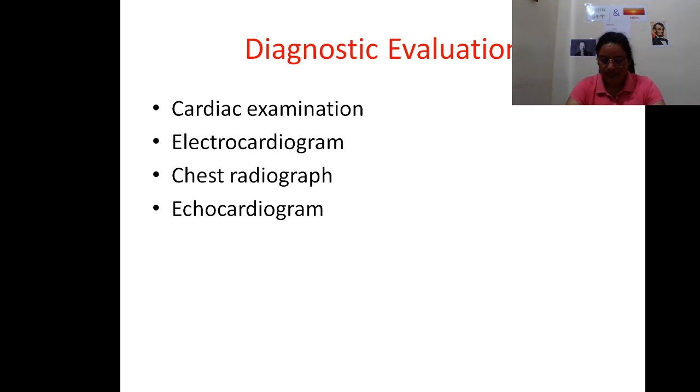Then electrocardiogram. The electrocardiogram shows right and left atrial enlargement. And chest radiography shows a normal size of the heart, or the size might be increased. And echocardiogram shows that the tricuspid valve is not present, the right ventricle size is small, and VSD is also present, ASD present, PDA present. All these things we know from the echocardiogram.